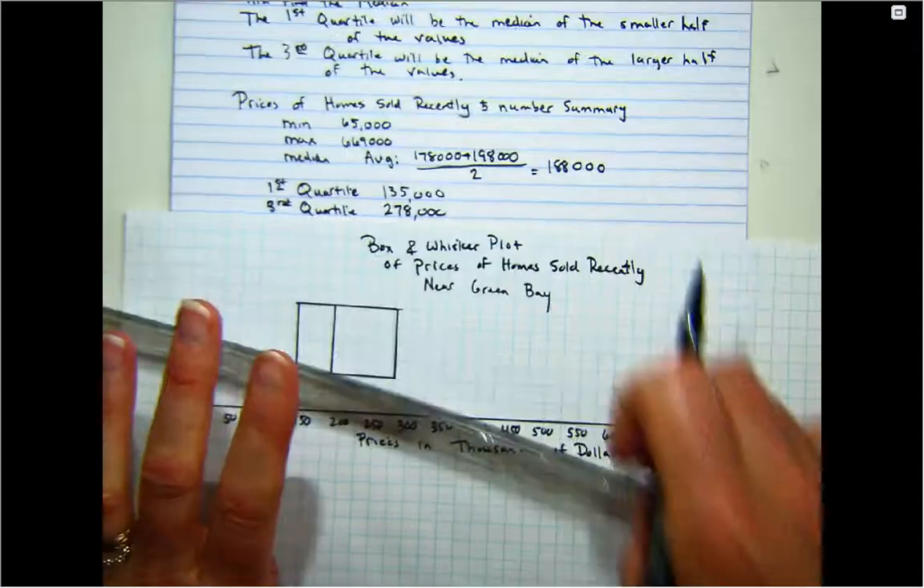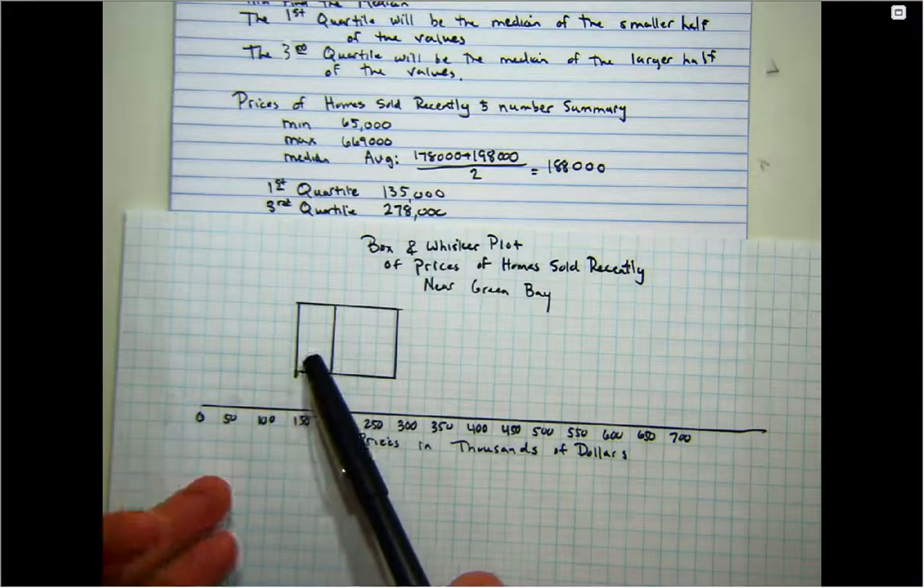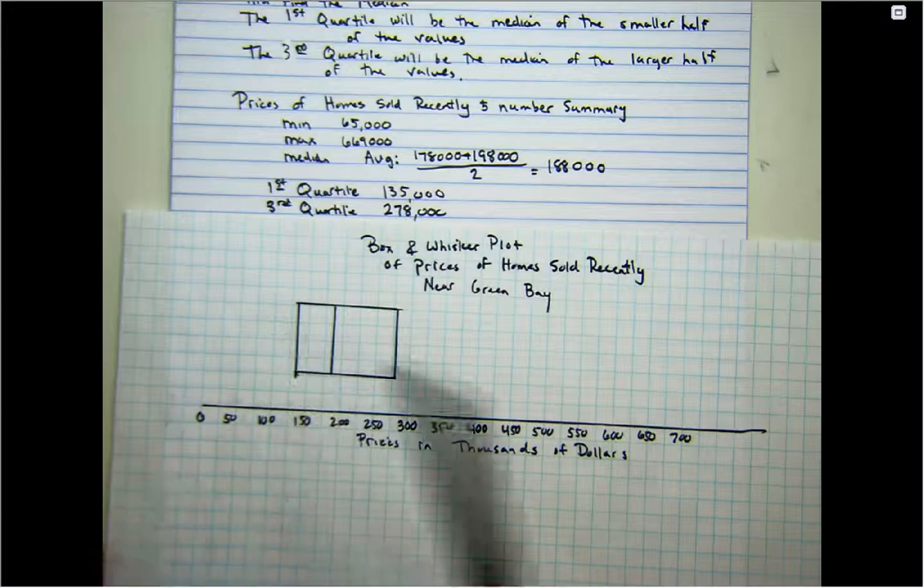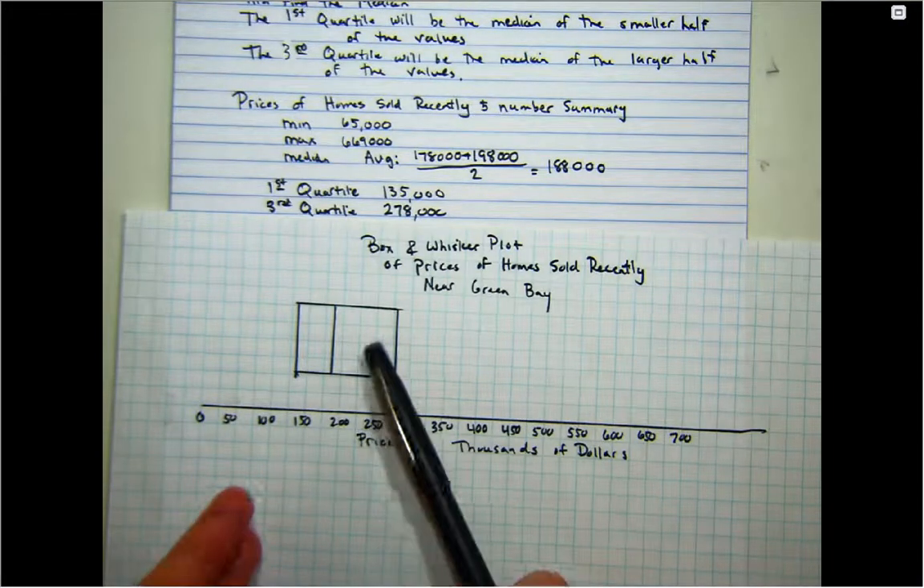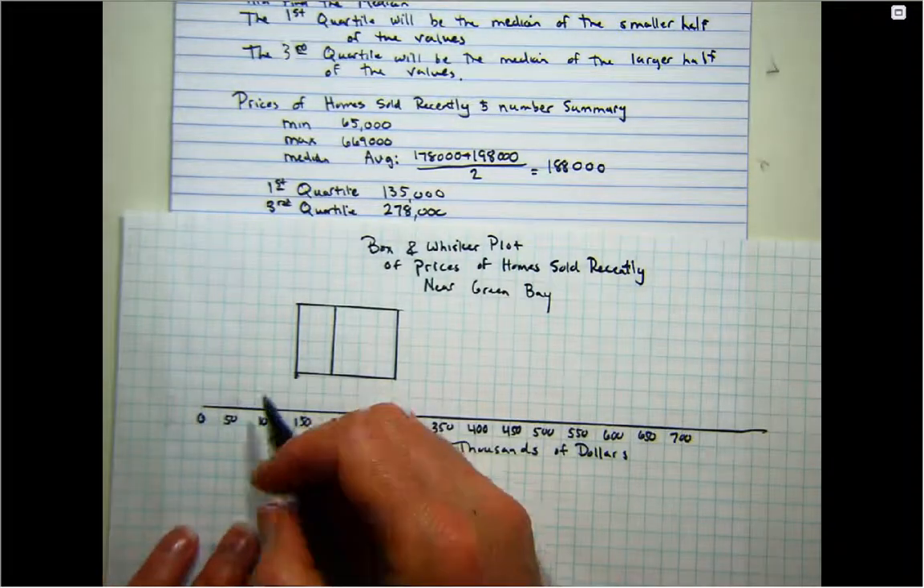So this box contains 50% of the data points, and you can see right away that the 25% below the median is more compact and tighter together, and these are spread out a little more. Let's go ahead and put the max and the min on.